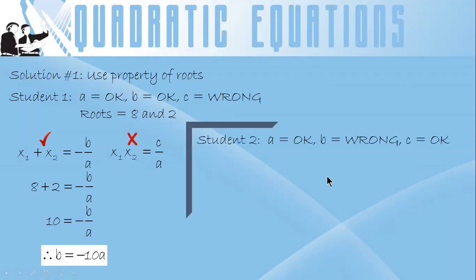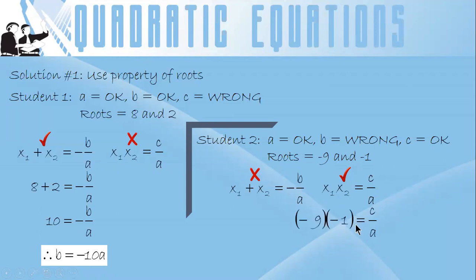For student 2, his mistake is the coefficient of the first degree term, B. His A is correct and his C is correct. Then the roots he got are negative 9 and negative 1. So, of the two properties, he cannot use the sum, because the B is wrong; this one is the one we can use. So, wrong and correct. And then substitute negative 9 and negative 1. So you have this, and you can solve for C. Cross multiply by A, so that C is 9A.